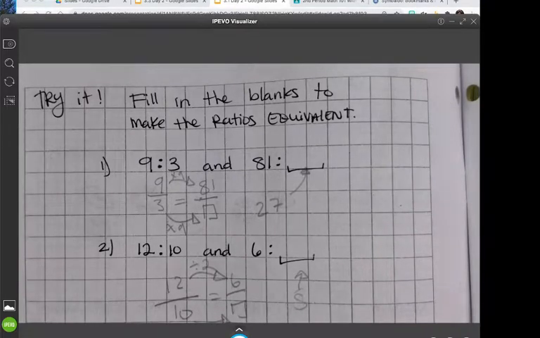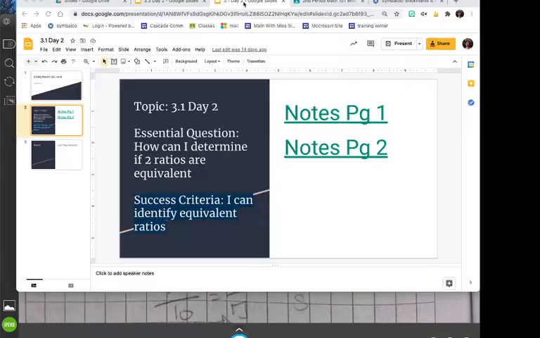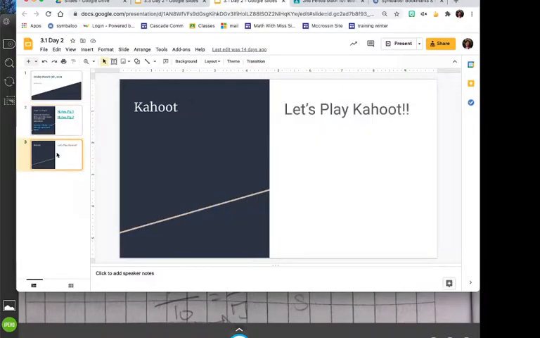And because this was a Friday, we just did a fun Kahoot after this. Sorry that you missed out on the Kahoot, but at least there was no assignment. So look over the notes again to make sure you understand how to find equivalent ratios. Please email me if you have any questions.